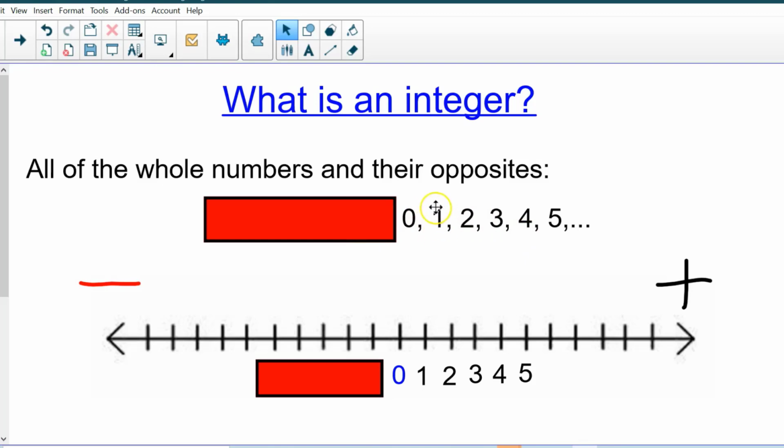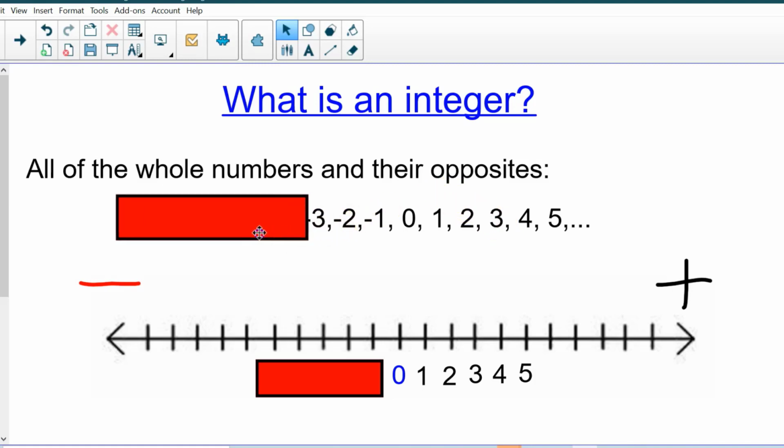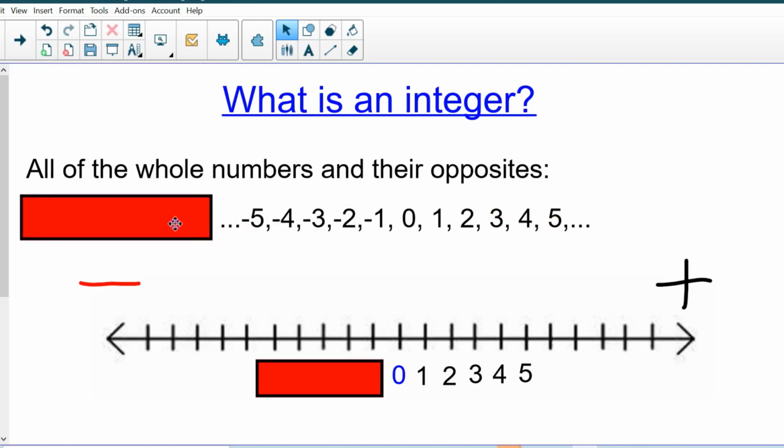So in other words, what's the opposite of positive 1? Well, that would be negative 1. So the opposite of having $1 would be losing $1 or owing $1. And then positive 2, and then the opposite of that, which would be, of course, negative 2, having $2 or losing $2 or owing $2. Positive 3 and negative 3, positive 4 and negative 4, and on and on and on. So all of these are considered the set of integers.